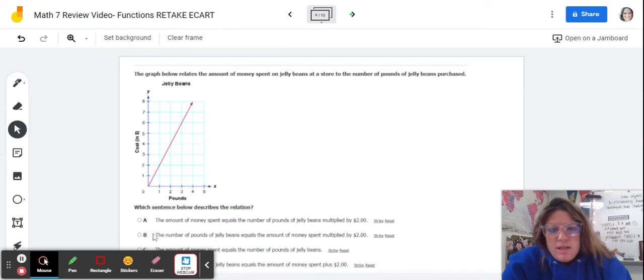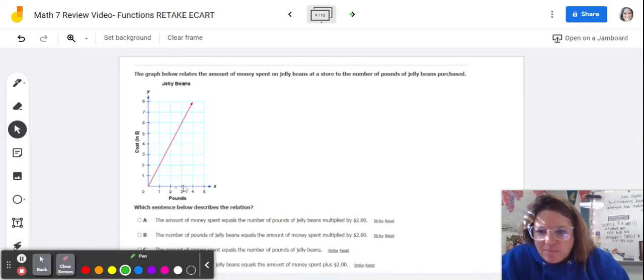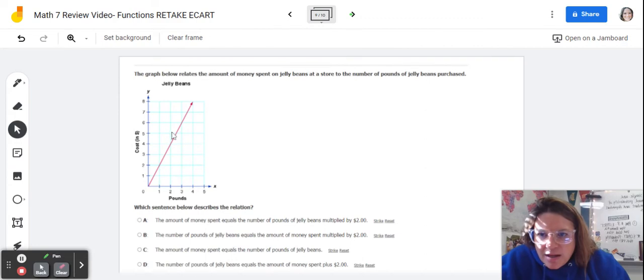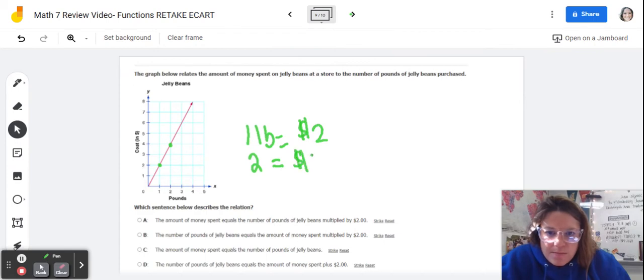The next question. All right, so the graph below relates the amount of money spent on jelly beans to the number of pounds. So these are the pounds. Read the graph first. For 1 pound, it costs $2. For 2 pounds, it costs $4. So 1 pound equals $2, and 2 pounds equals $4. Okay, so the amount of money spent equals the number of pounds? Nope, they're not equal to each other, right? 2 is not equal to 4.